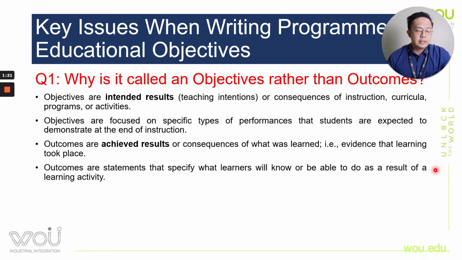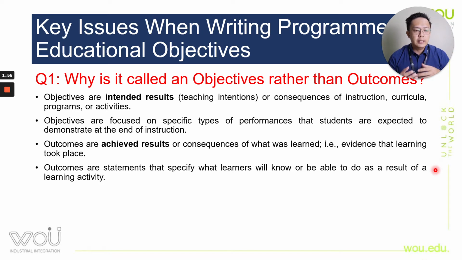Firstly, we need to understand the difference between objective and outcome. Objectives refer to the intended result or consequence of instructions, curricula, programs, or activities, which means it's something that you intend to achieve and have not yet achieved. It's what you aim for or expect it to be. That's why you call it an objective. Usually, objectives focus on a specific type of performance that students are expected to demonstrate at the end of the instructions, or at the end of your course or your program itself.